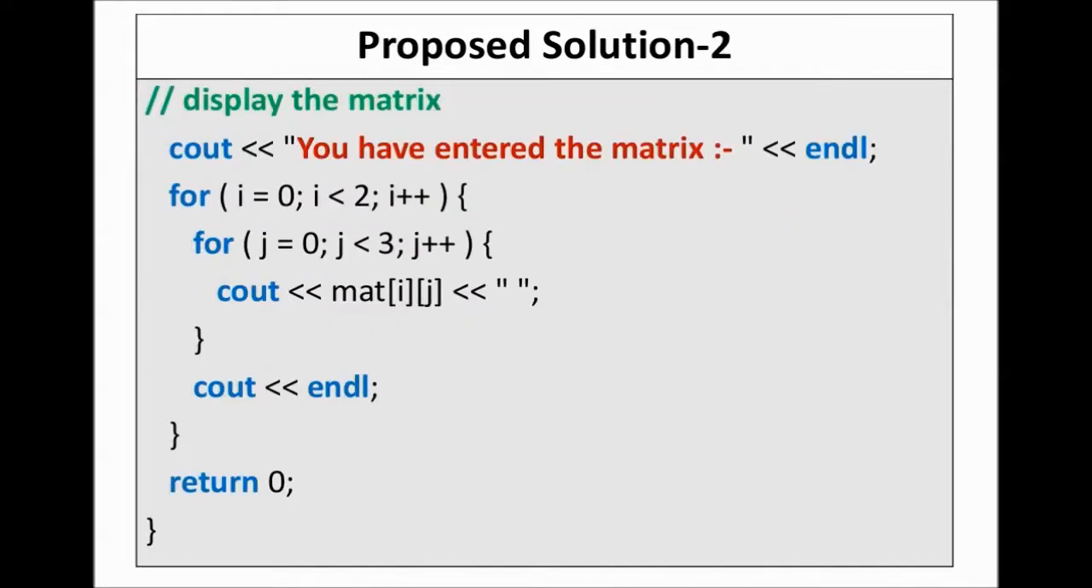Similarly, after entering the values, we want to display the values stored in this array named mat. Again, we need 2 nested loops: for i is equal to 0, i less than 2, i plus plus, and for j is equal to 0, j less than 3, j plus plus. The first, outer loop is for the number of rows, and the second, inner loop is for the number of columns. Then we use the cout object to display the values stored in this matrix mat.